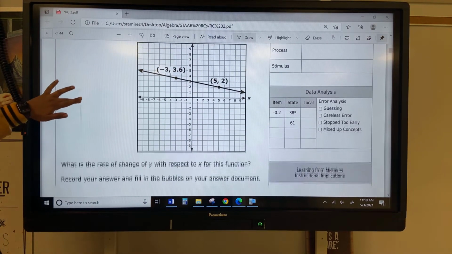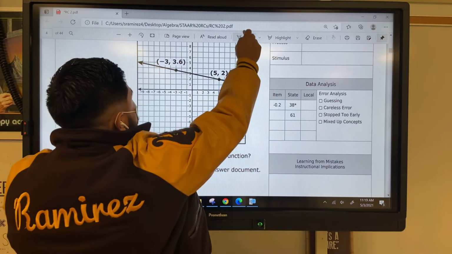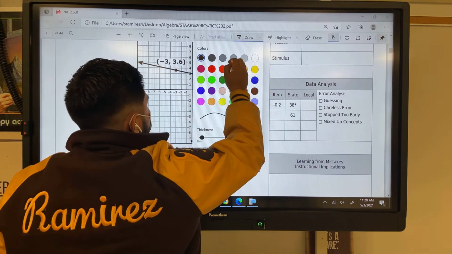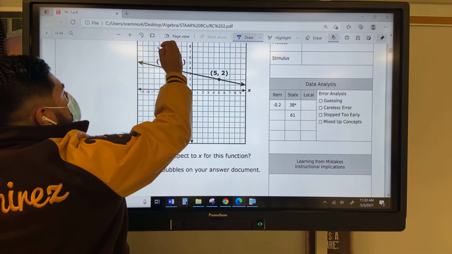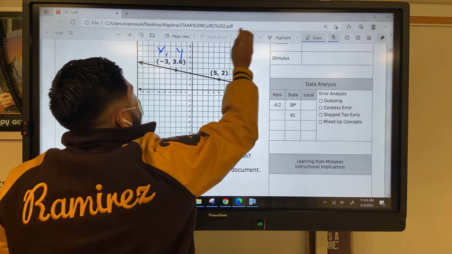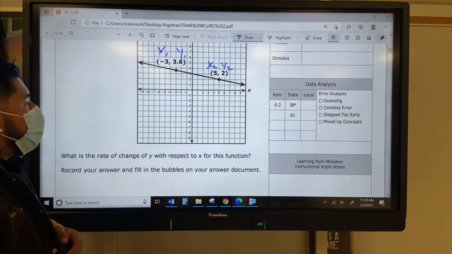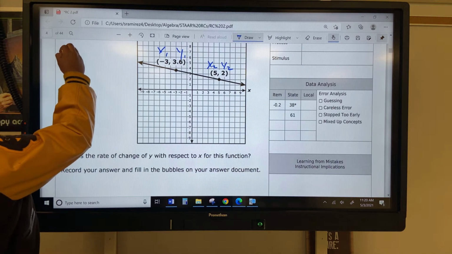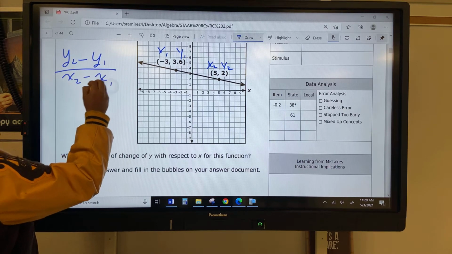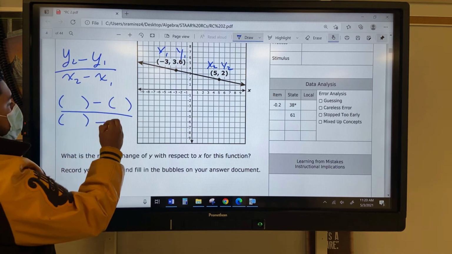Just keep going. Same thing, ladies and gentlemen. Right here, you will get a decimal as an answer. That is okay. I do want to do this just to make sure everyone's on the right page. X1, Y1, X2, Y2, formula. Y2 minus Y1 over X2 minus X1. Parentheses minus parentheses, parentheses minus parentheses.